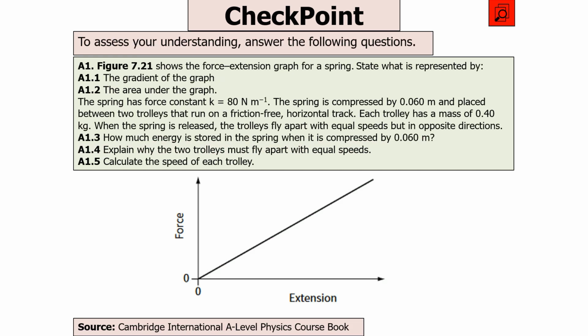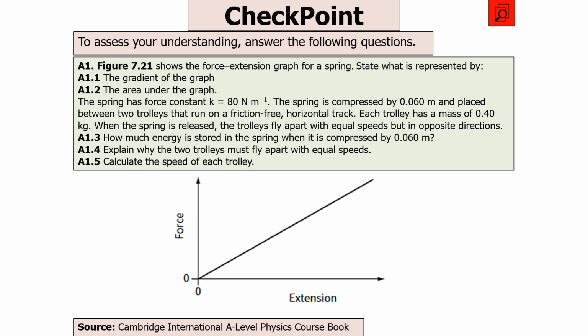The next question says, figure 7.21 shows the force extension graph for a spring. State what is represented by the gradient of the graph, then the area under the graph. The spring has a spring constant of 80 newtons per meter. The spring is compressed by 0.060 meters and placed between two trolleys that run on a friction-free horizontal track. Each trolley has a mass of 0.40 kilograms.